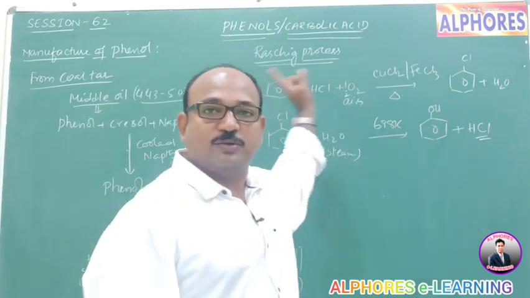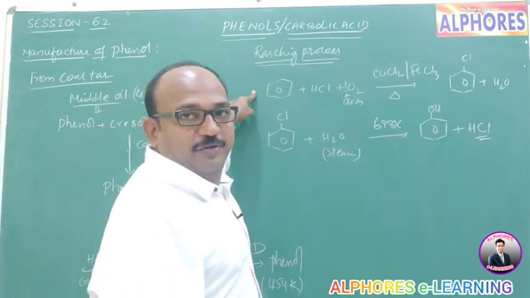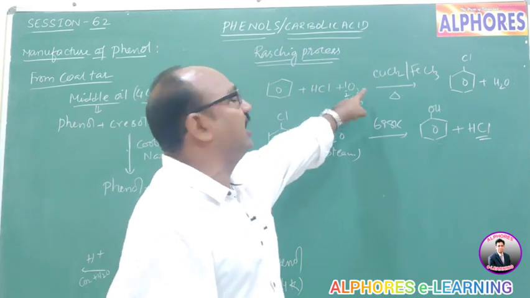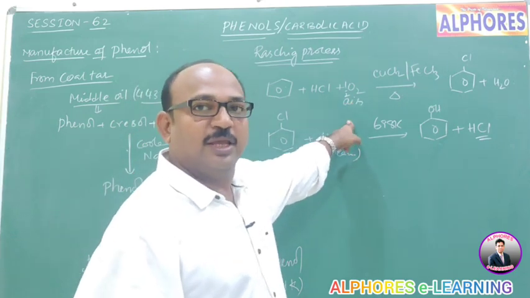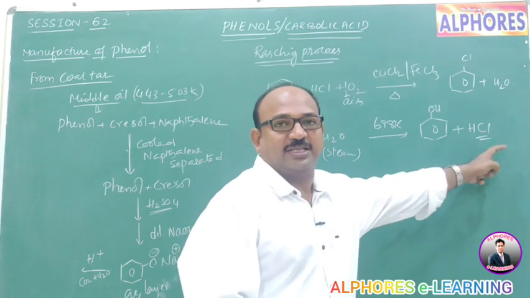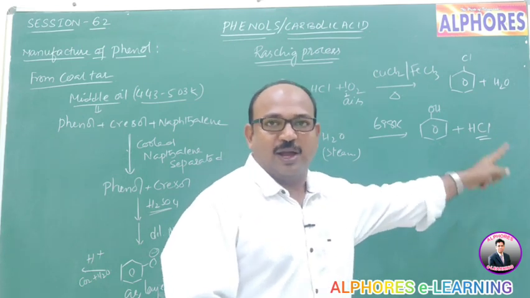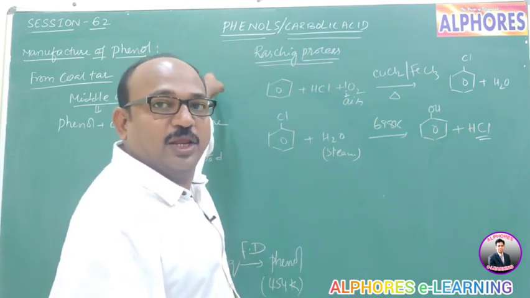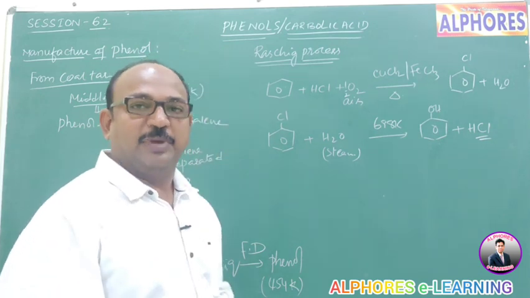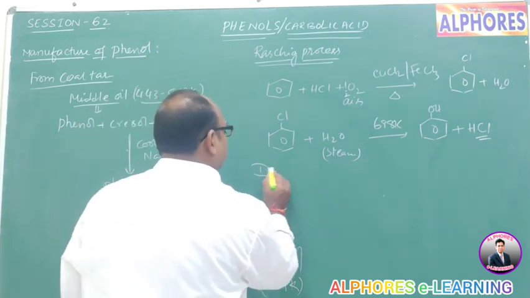Again, this HCl we can use. Means if you start with benzene and HCl and a little oxygen, then what happens? Here again HCl formation takes place in the last step. The formed HCl again we can reuse for reaction with benzene. Now the Dow process.